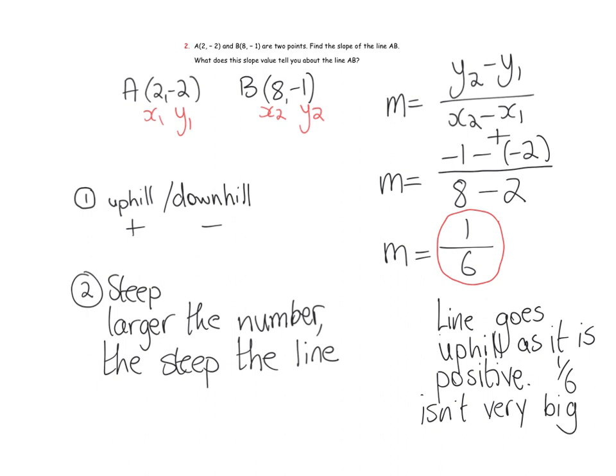And because it's not very big, the line AB isn't very steep.